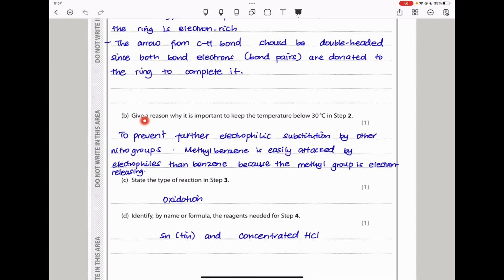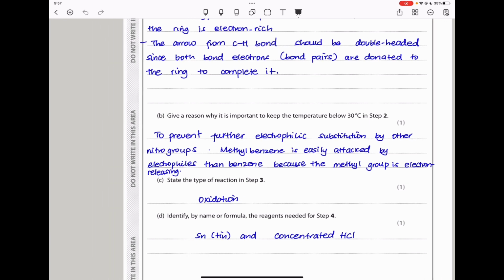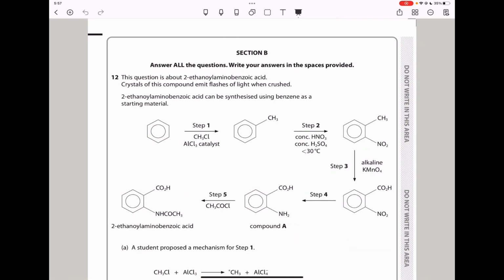The next question says, give a reason why it is important to keep the temperature below 30 degrees Celsius in step 2. I want us to go back to step 2 so that we see what is happening there. Step 2 is a nitration reaction, so concentrated nitric acid and concentrated sulfuric acid are reacting with this one here to convert it to that. So guys, when you observe, this is a methylbenzene. Because the methyl group is electron donating, a methylbenzene is more reactive with electrophiles in comparison to benzene.